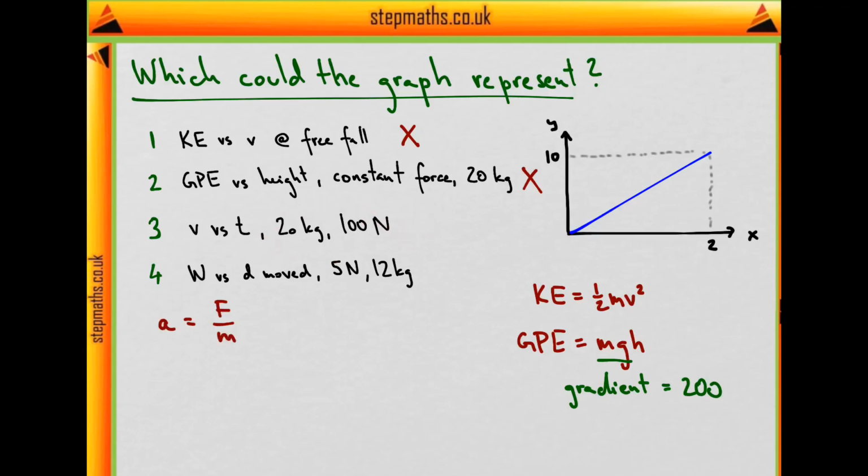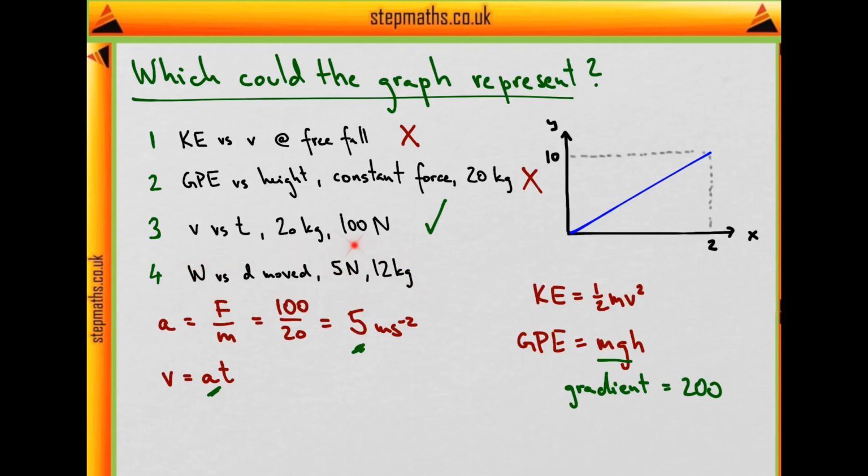Do they fit in? By Newton's second law, acceleration is resultant force divided by mass. So 100 newtons divided by 20 kilos, and that's 5 meters per second squared. And because v is at for constant acceleration, we see that in a v versus t graph, a would be the gradient. So is the gradient of our line 5, as requested? Yes, 10 divided by 2 is in fact 5, so that's the same as here, 5 meters per second squared, and 3 is correct.